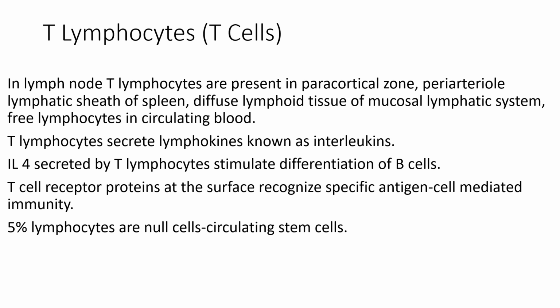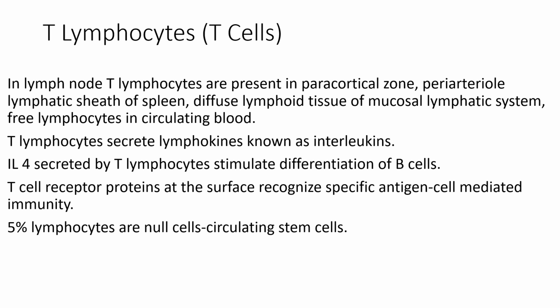Lymphocytes are grouped into three varieties: T lymphocytes, B lymphocytes, and natural killer cells. The T lymphocytes are located in the paracortical area of the lymph node and the periarterial sheath of the spleen. They are also present diffusely in the circulatory system. T lymphocytes secrete lymphokines, which are known as interleukins.